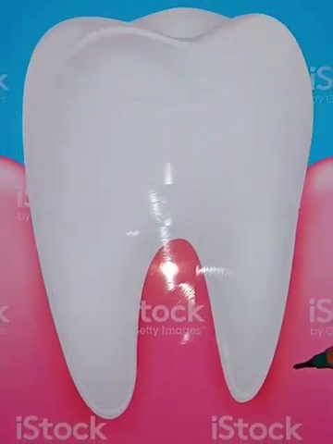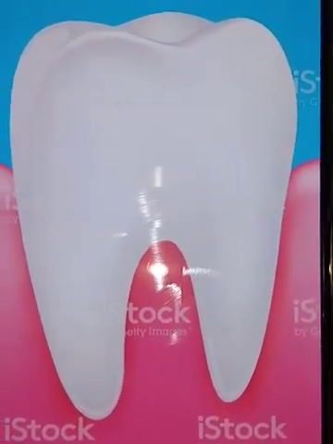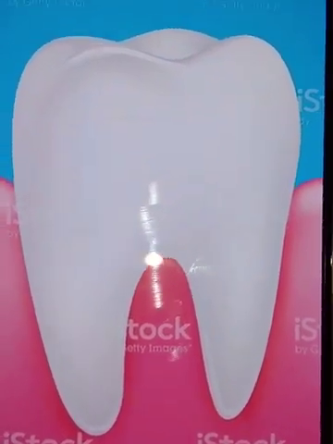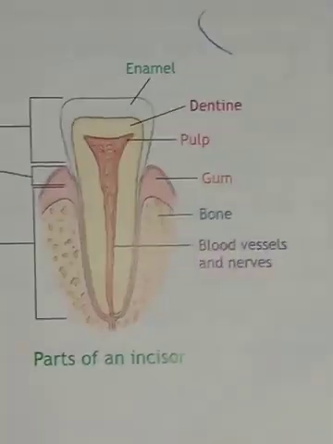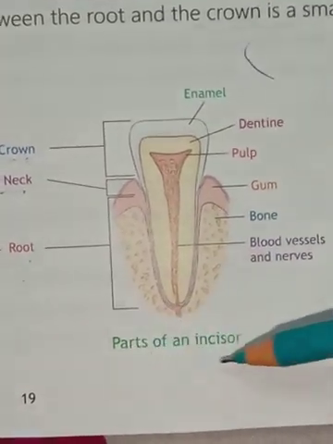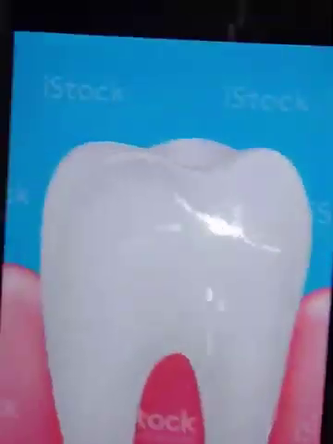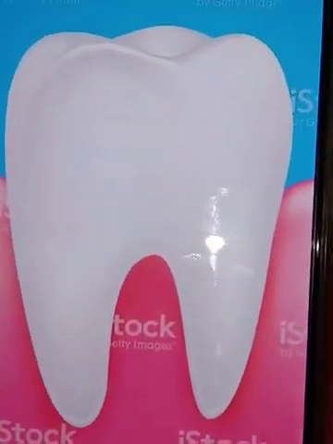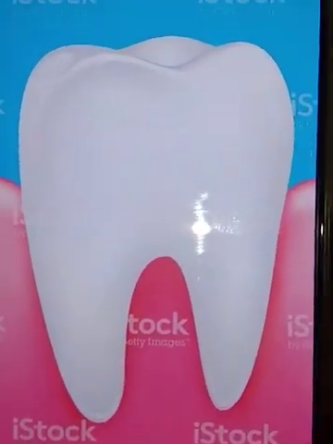Okay, a tooth may have 1, 2, 3 or more roots. Usually incisors, canines and premolars have 1 root. See here, this is the root. Incisors have 1 root, whereas the molars have 2 roots. Okay, so this part of the tooth which you can see from outside is the crown, and the part which cannot be seen is the root.